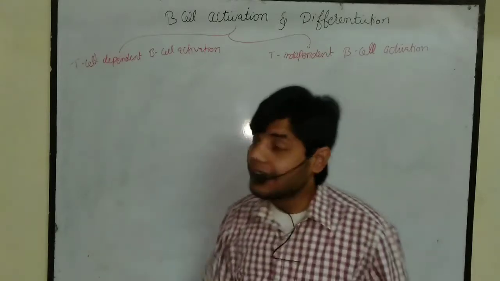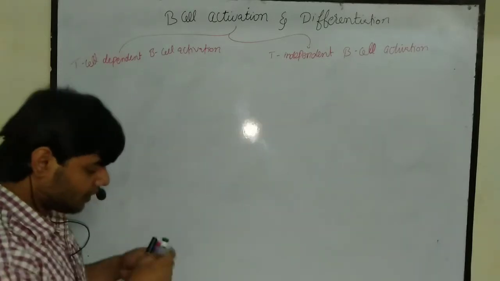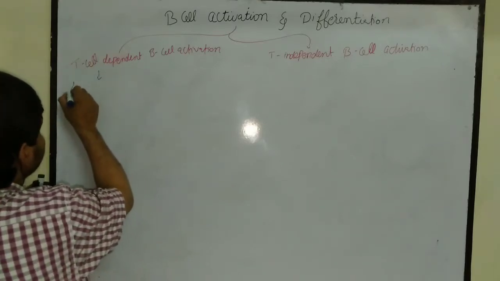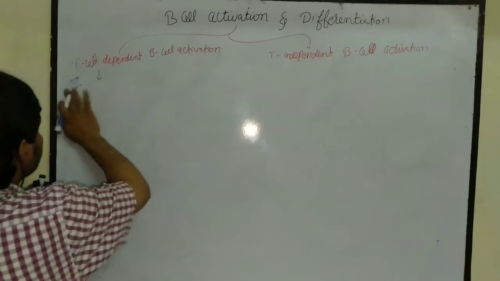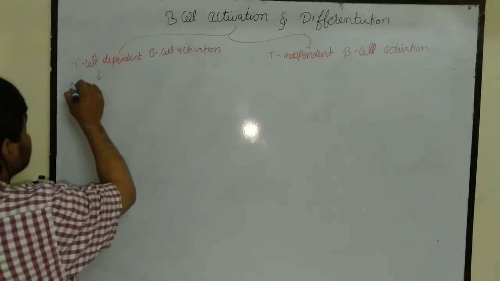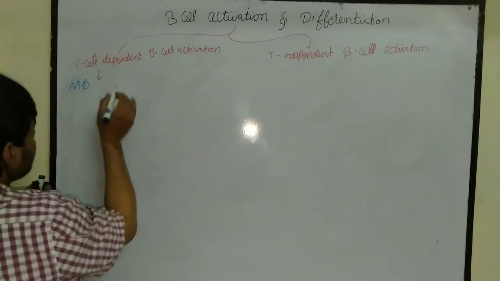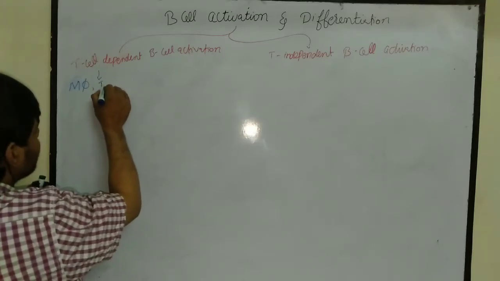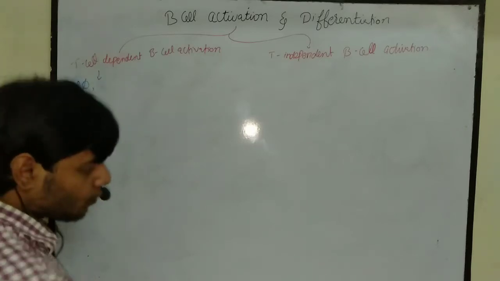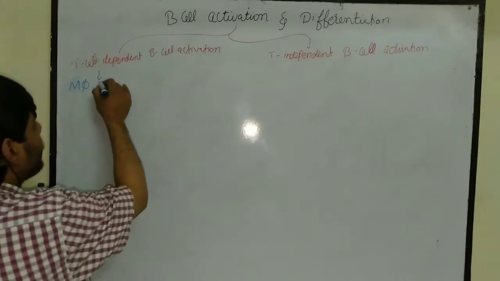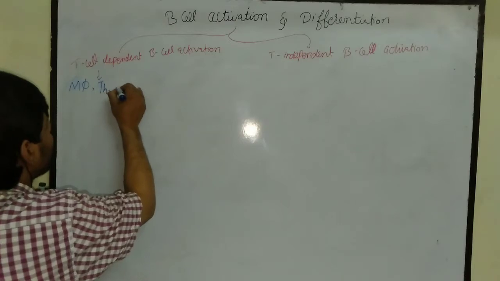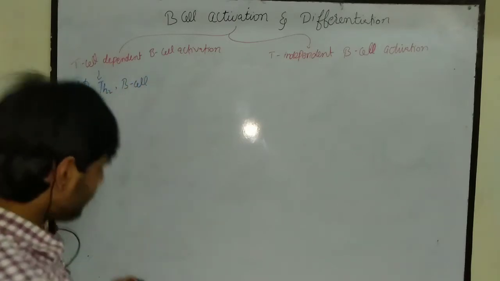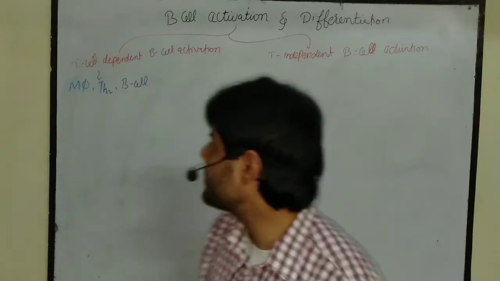So now, the T cell dependent B cell activation, in this case we mainly require three types of cells. Let me write. First of all, we require macrophages, and we also require the T cell. In T cell we require helper T cell, and in helper T cell we require helper T cell 2, and moreover we require the B cell. So these things we require for the B cell activation.